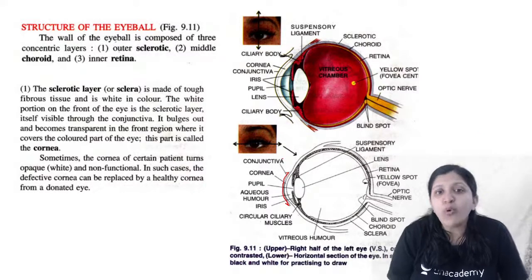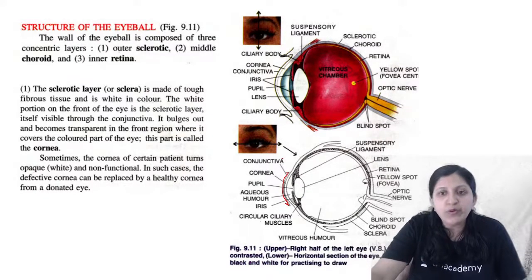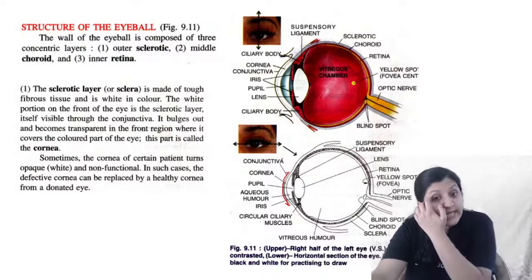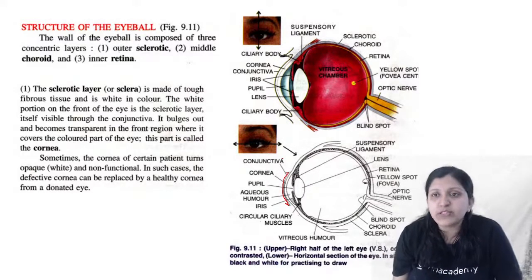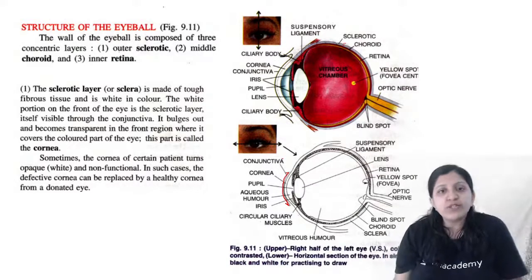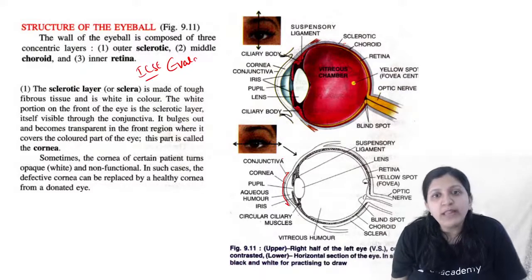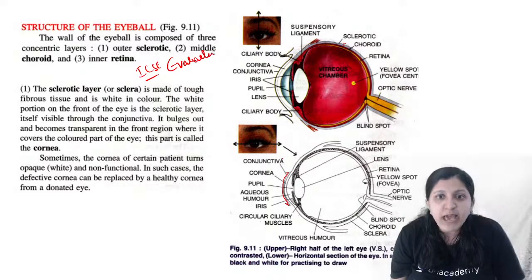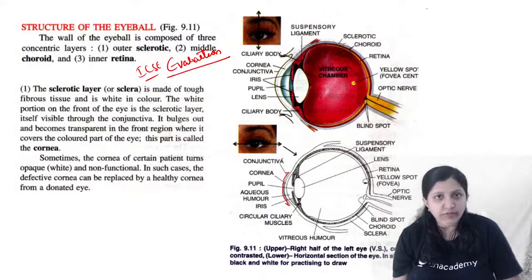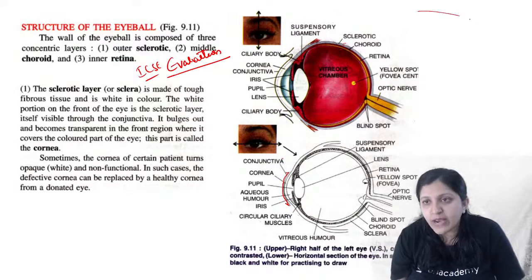Now the wall of the eyeball is composed of 3 concentric layers. You need to draw the layers here. Since they have given 3 layers, you can see here how many lines they have drawn: 1, 2, 3 and 4. This is very important according to your ICSE evaluation. They will observe how many layers you have drawn. If 3 layers are given, you need to draw 4 lines here.